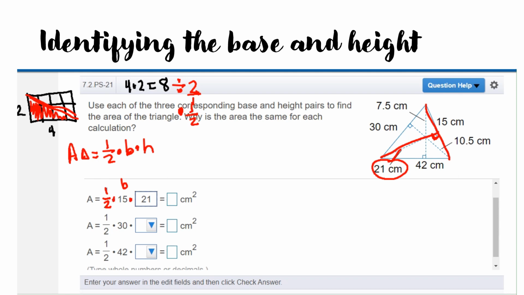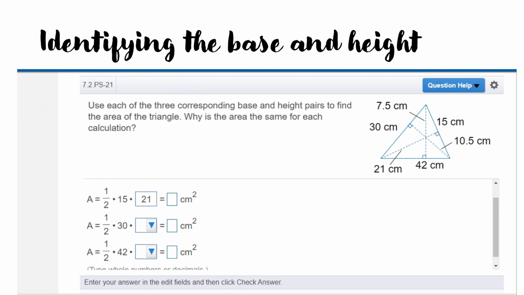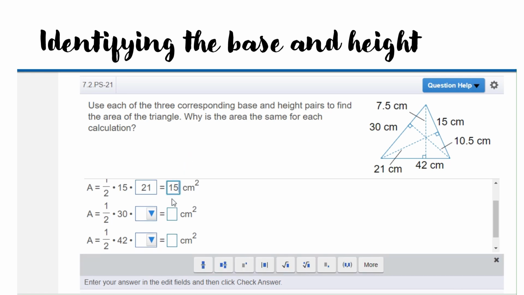Let's do the next one. Well, if we take half of 15, we use our formula. Half of 15 is going to give us 7 5/10, and if we multiply that by 21, that'll give us 157 5/10. Let's go to the next one.